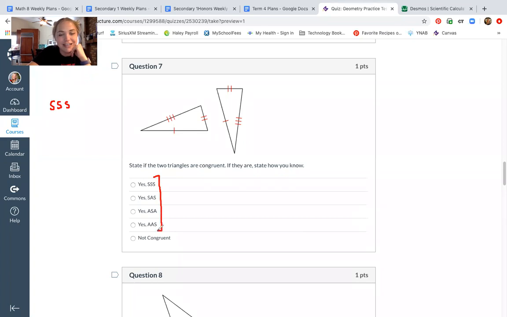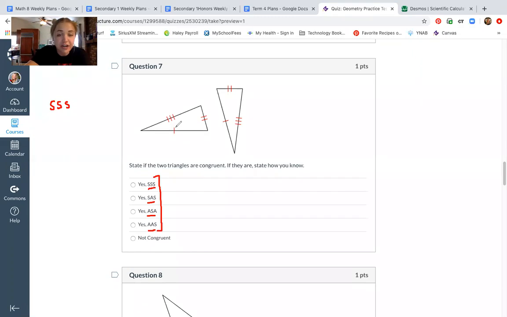Okay. Yes, they are. But not all of those are usable. Okay, I see someone said side, angle, side. Okay, so side, side, side is allowed. Side, angle, side is allowed. Thank you. Angle, angle, side. And then the one that's kind of like side, angle, side, right there, angle, side, angle. Okay, so those are the options. We just have to see what we've got here.